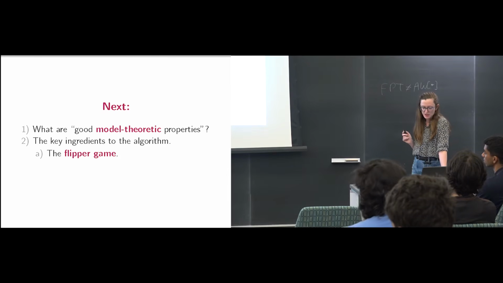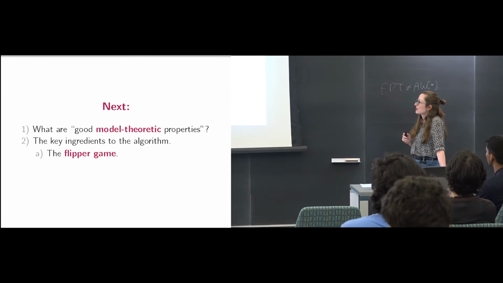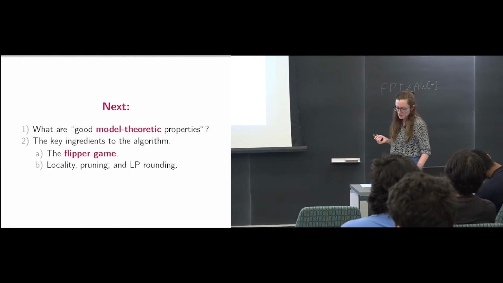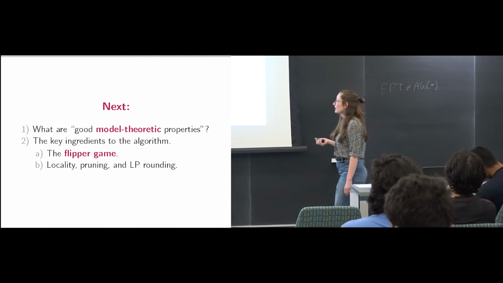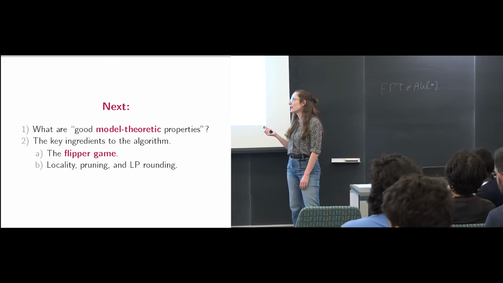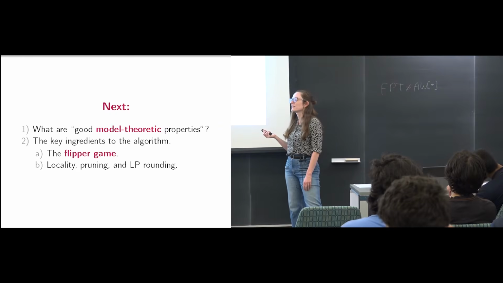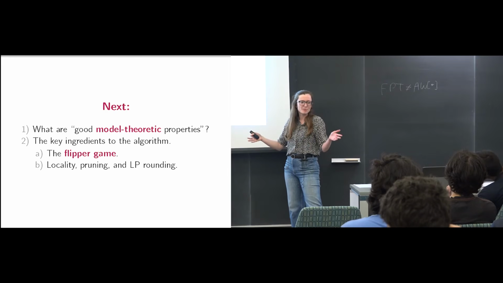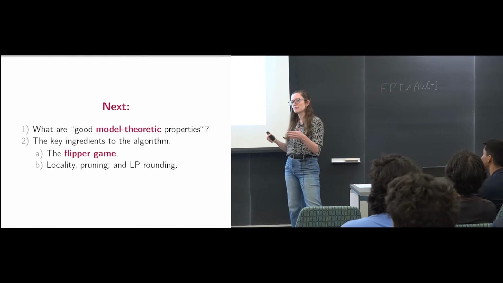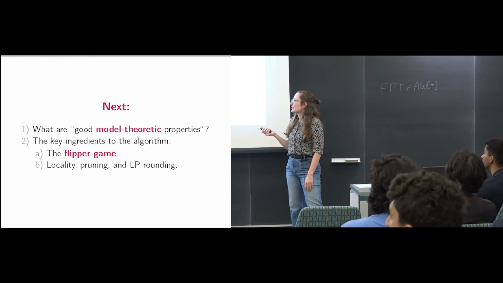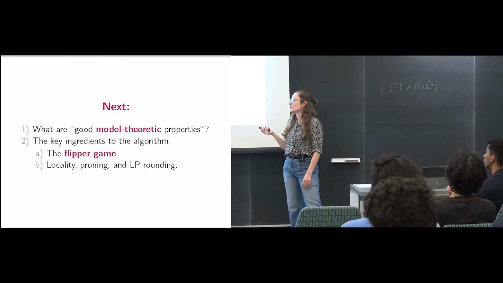All right, so I want to talk a little bit more about the final ingredients to the algorithm. And so Dreier, Mählmann, and Siebertz, in giving the actual algorithm, used LP rounding tools. There's a pruning of the game tree argument where you say that actually you don't have to consider every way this game could have possibly played out. You can only consider some of the back and forth moves. And then there's a locality argument, which is another thing that's unique to first order logic.